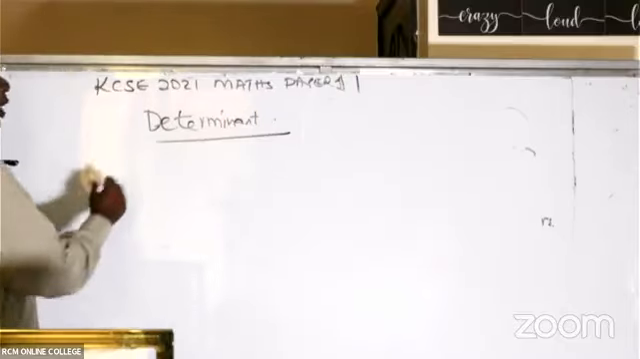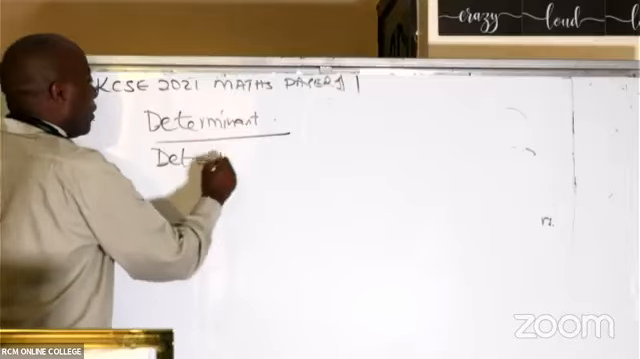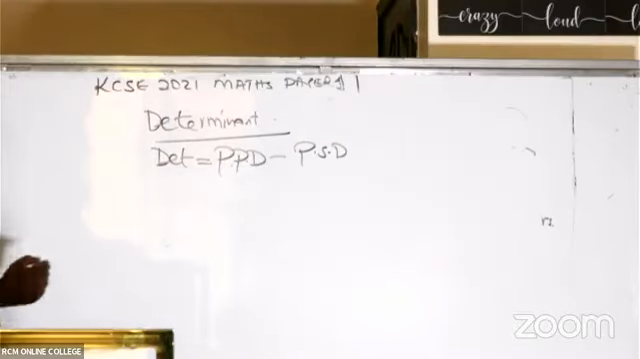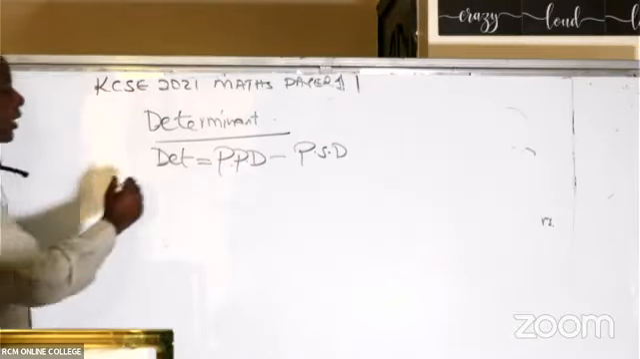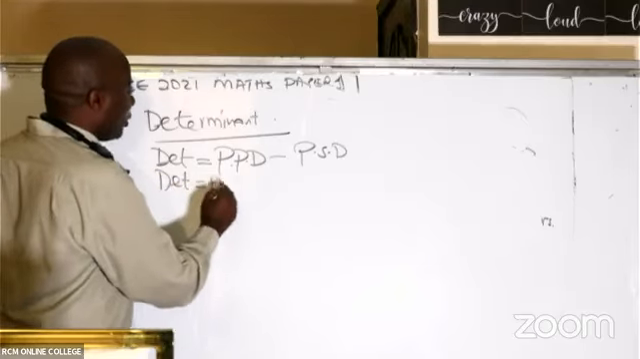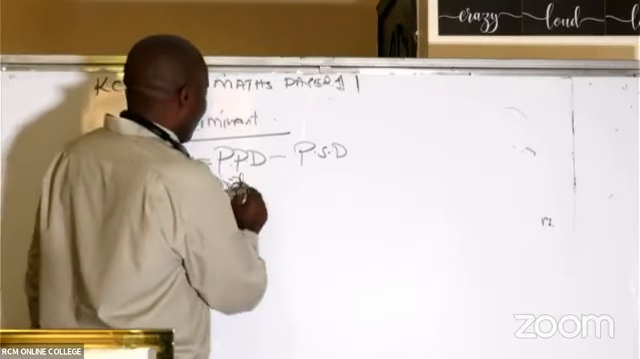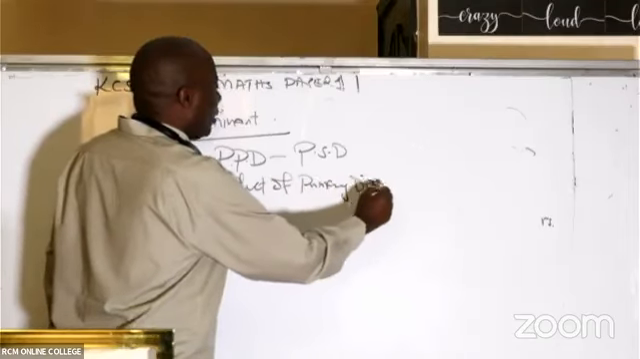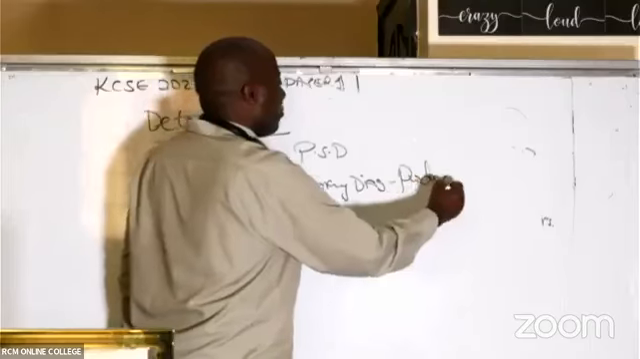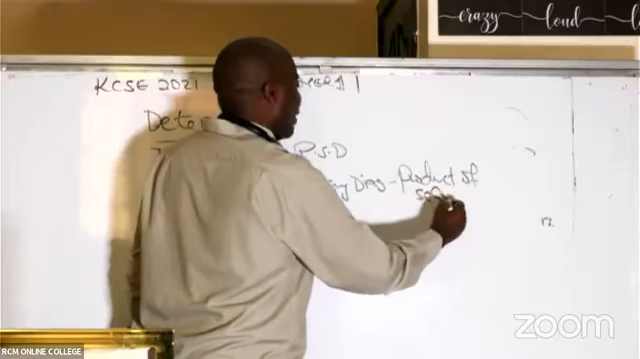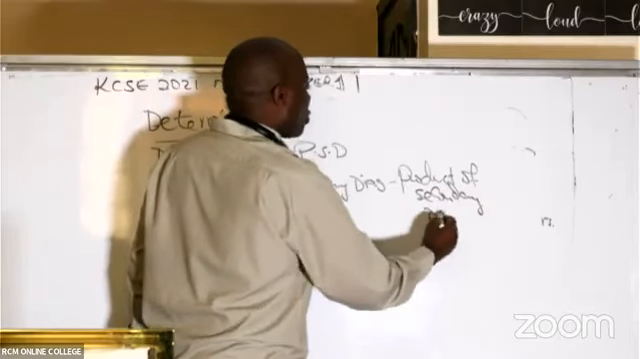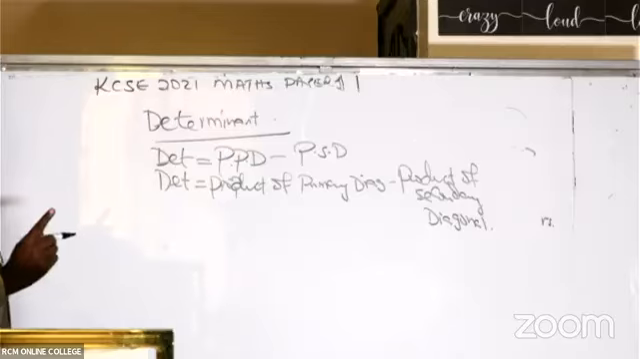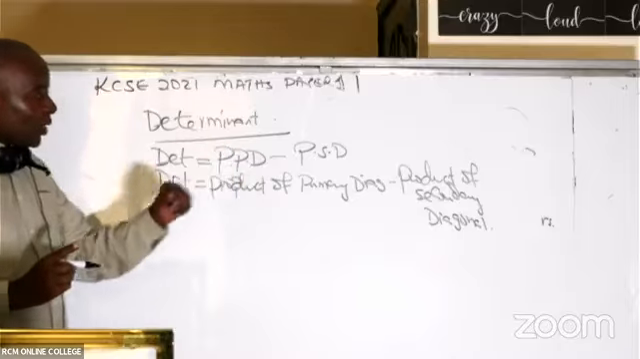Very easy. So whenever you hear of a determinant, always remember this: it is PPD minus PSD. The determinant is the product of the primary diagonal minus the product of the secondary diagonal. So anytime they ask you about the determinant, you must always remember it is PPD minus PSD.